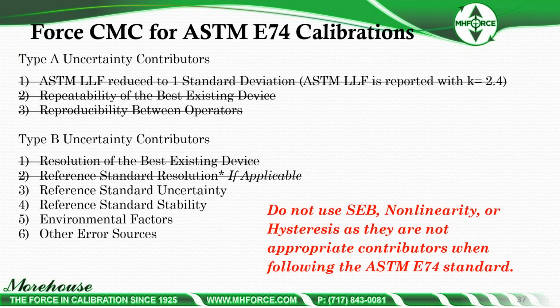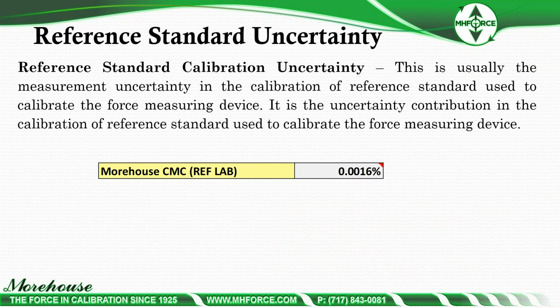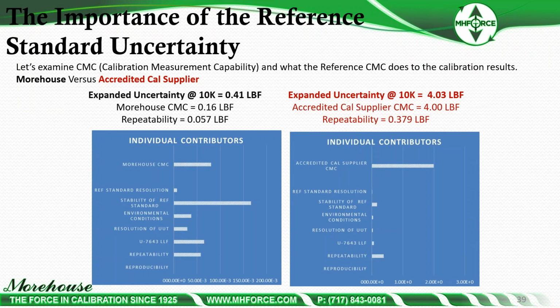So then you get to the reference standard uncertainty. This is usually the measurement uncertainty in the calibration of the reference standard used to calibrate the force measuring device. It is the uncertainty contribution in the calibration of the reference. So in this example, we're going to use our dead weight machine. It's because we calibrated the load cell 0016.